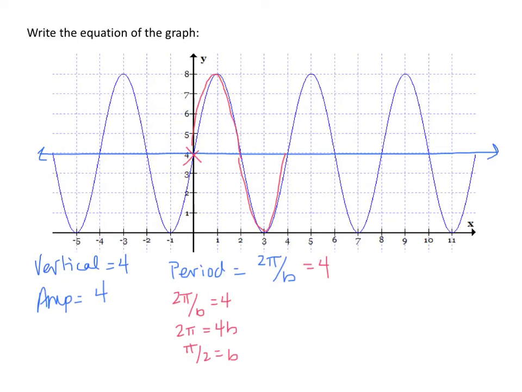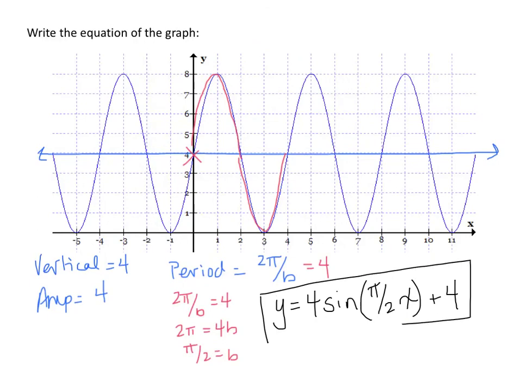The next thing we need to do is pay attention to whether or not it's positive or negative. From my center line, this increases. That tells me it's positive. If it had decreased first, it would be negative. So we now have a lot of information, but amplitude is 4. This is sine. My b term, pi over 2 times x, add in my vertical shift. There's my equation.